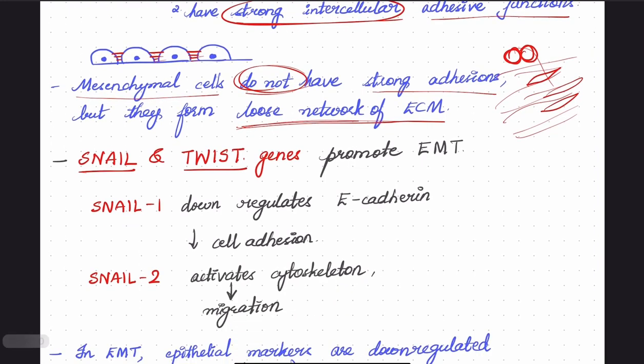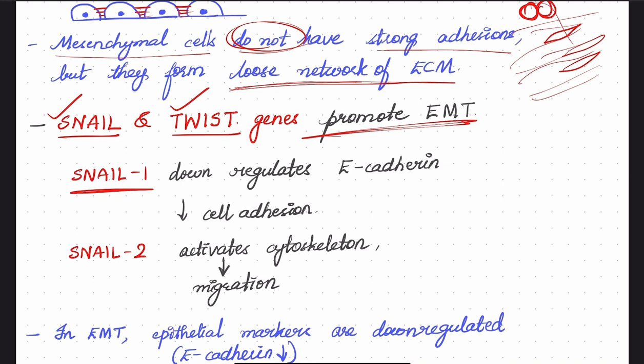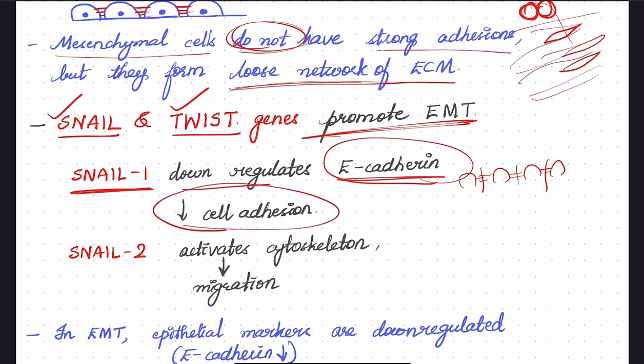For this EMT, there are a few genes which promote it. Particular importance is given to Snail and Twist, which we have studied as an example in breast cancer in the previous slide. These two genes promote this EMT. Particularly Snail downregulates E-cadherin, an adhesion molecule, as we know. The cell adhesions are reduced, broken down. So the cells are set free, with decreased cell adhesion. This is done by Snail 1.